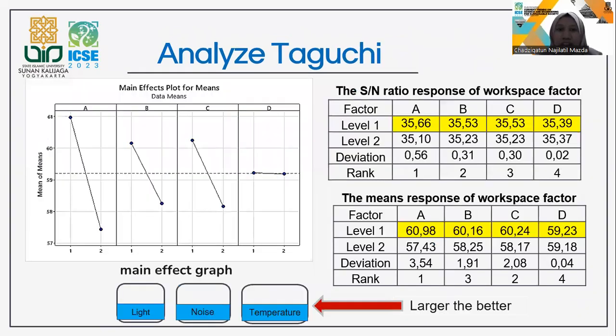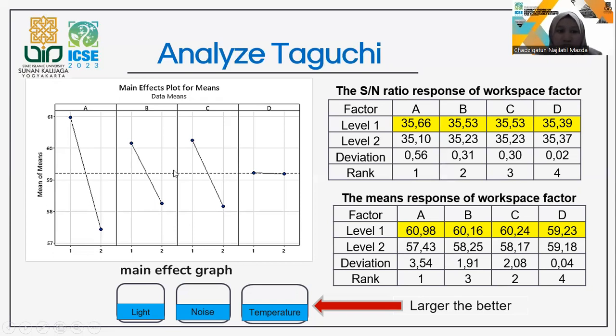This is the analysis of Taguchi. First, we analyze the S/N ratio. We see that the high score is at level 1 of factors A, B, C, and D. And then we rank. Second, we analyze the mean of the workspace factors, and we got that the highest score is at level 1. And then we rank, and we use the larger-the-better criterion. So we get 3 factors affecting workspace design: light, noise, and temperature.